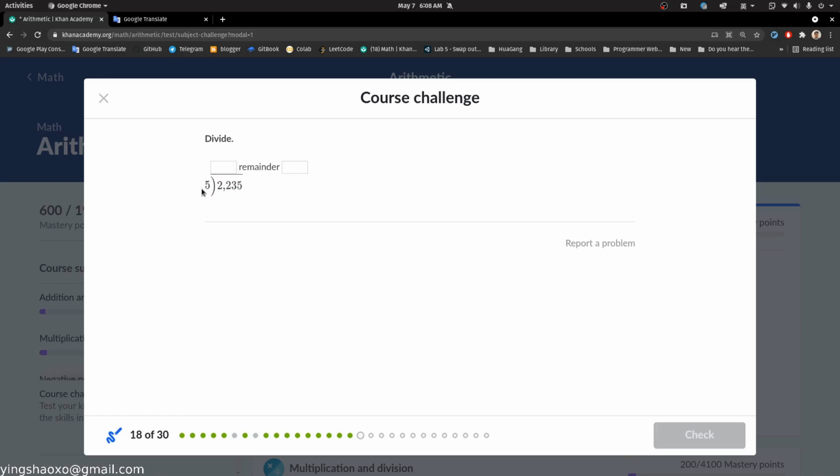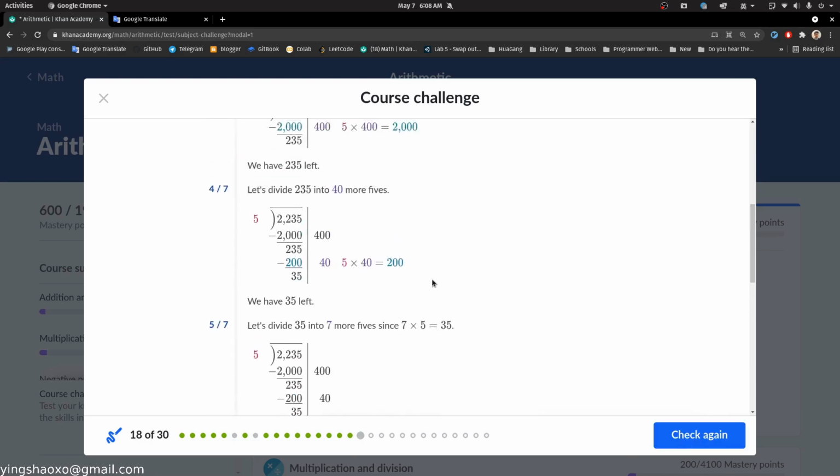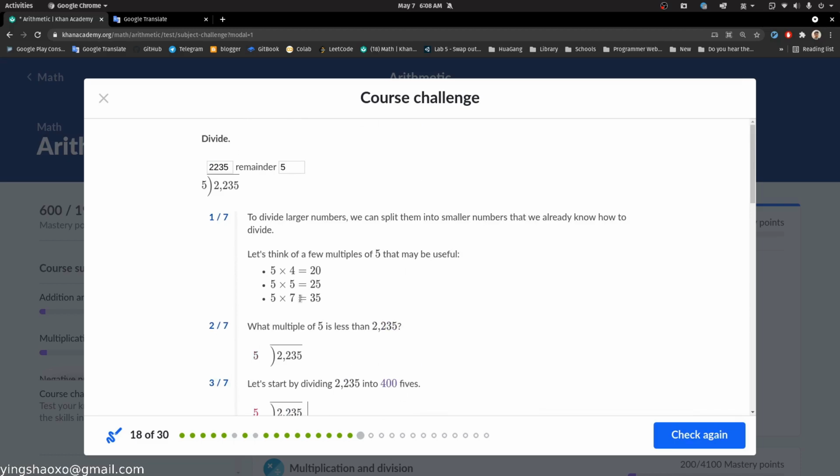What is this? I've never seen such a number, such a symbol before. Let's get help, since I really don't know where it comes from. To divide large numbers, we can split them into smaller numbers that we already know how to divide. Oh, so it's just another screen reader on.